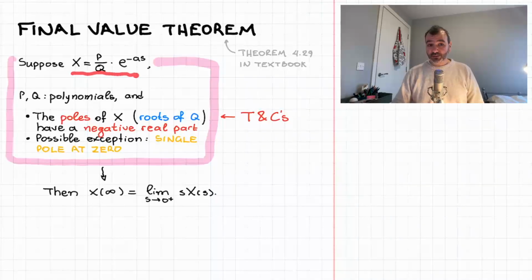So x is a rational function, polynomial over polynomial, times an exponential function. This exponential function in the Laplace domain pertains to a delay in the time domain. P and Q are polynomials, and these are the important bits. The poles of x are the roots of the polynomial q. The roots of the polynomial q have a negative real part. You can have one possible exception. You can have a single pole at 0.